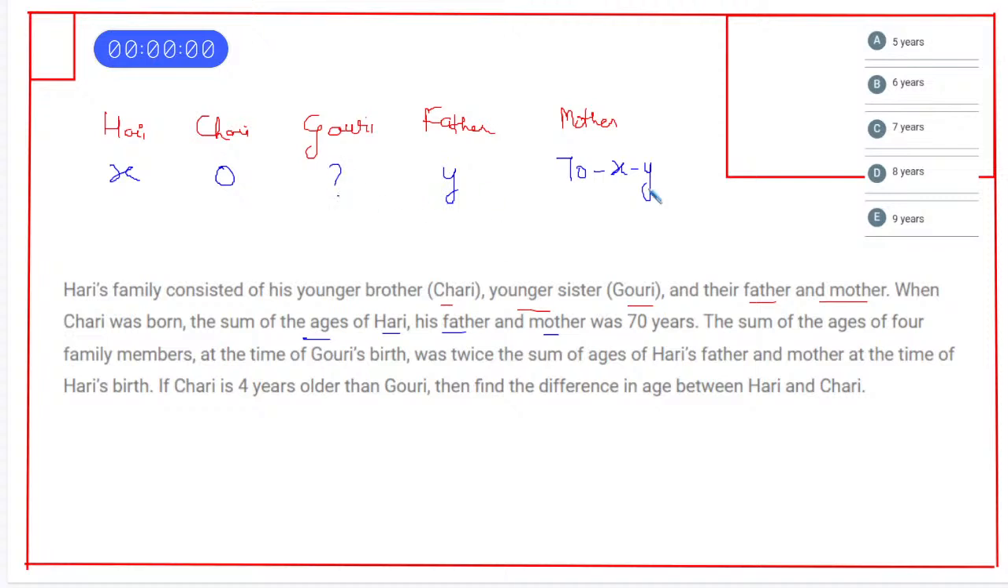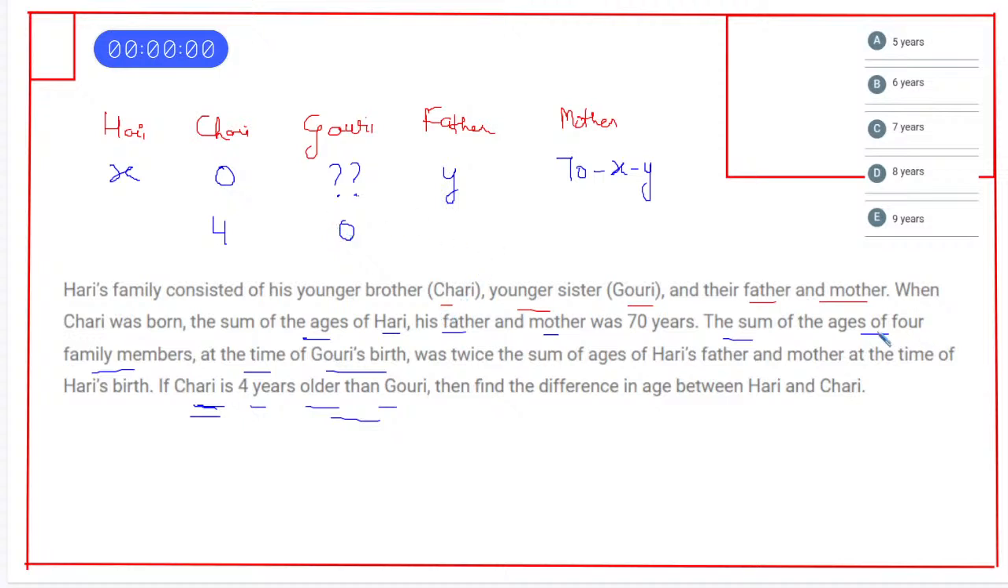No information for Gauri yet. When you read the complete information, Chari is 4 years older than Gauri. So of course, Gauri is not yet born. Do not write 0 basically, since they were not born at the same time. Let it be a question mark. Now, the sum of ages of the 4 family members at the time of Gauri's birth. When Gauri is born, Chari is already 4 years older than Gauri.